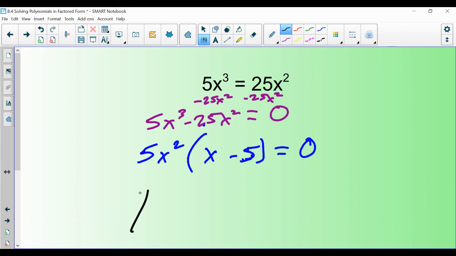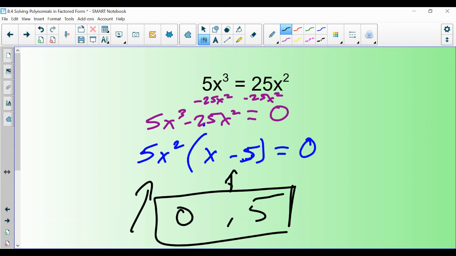Go ahead and ask yourself, what makes this 0? Just 0. What makes this one 0? That would be 5. 0 and 5 would be the answers here. And you could even try this if you wanted to. It's kind of fun. 5 to the third power is 125, and 125 times 5 is 625.